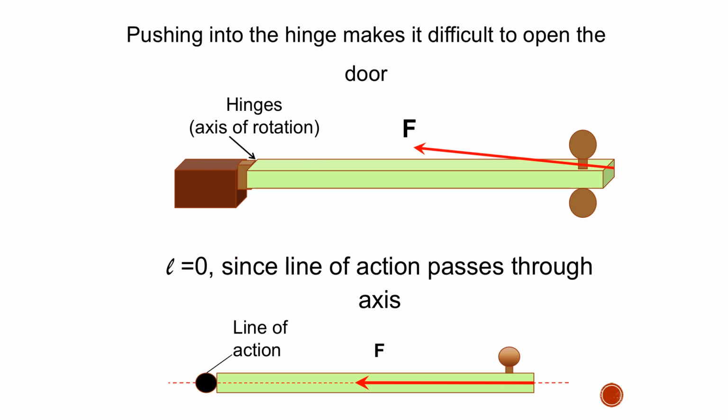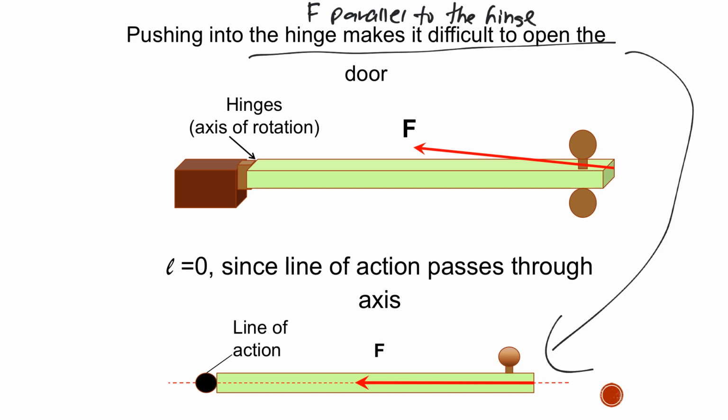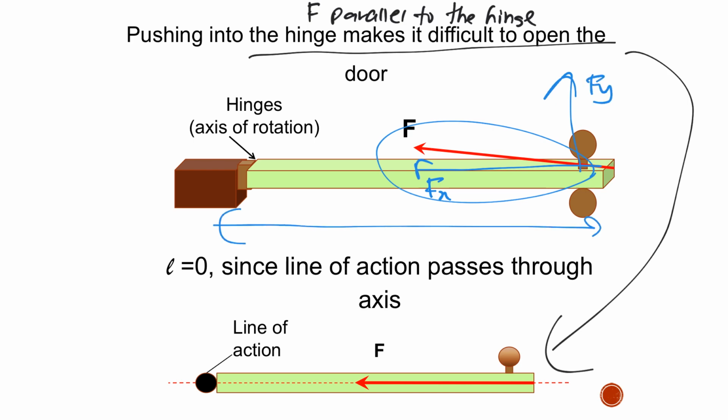Okay, so this one, like I mentioned again, pushing into the hinge makes it difficult to open. Pushing into the hinge means that if you apply force parallel to the hinge, definitely you are not going to open the door. So this is what happened. You have a force that basically looks like this, which definitely you need to resolve. So you are going to resolve it into Fx and Fy and choose the force that is perpendicular to your lever arm. Okay, got it? Let's proceed to the next one.